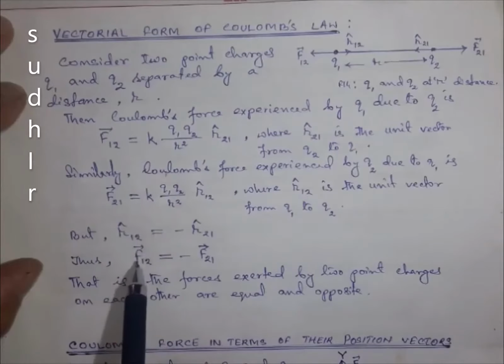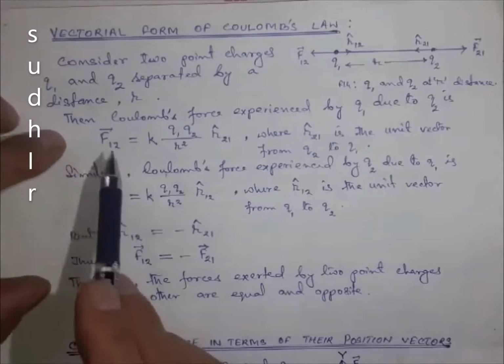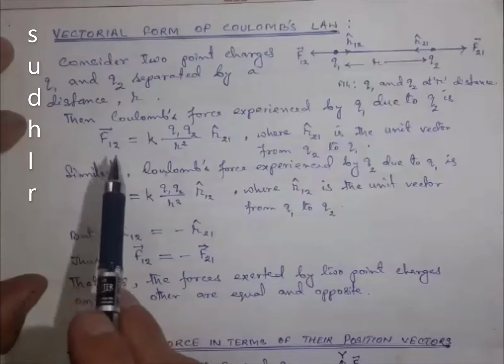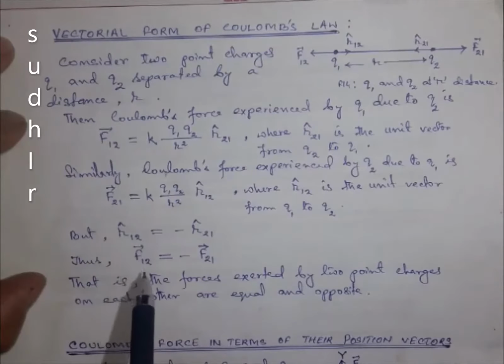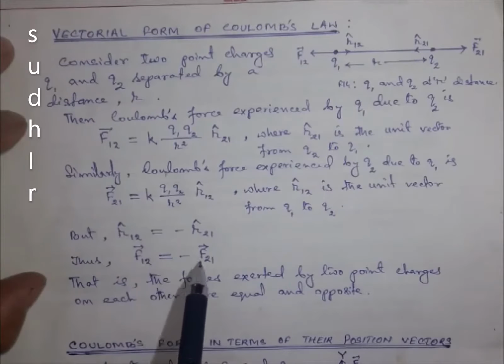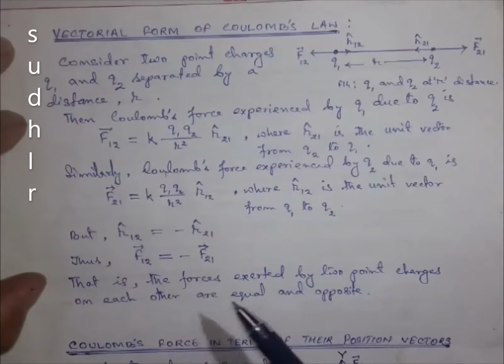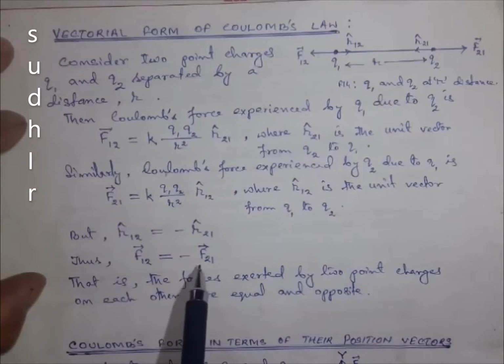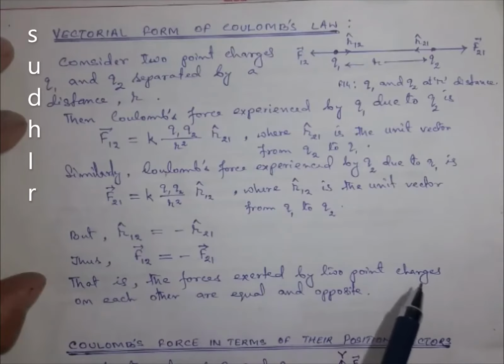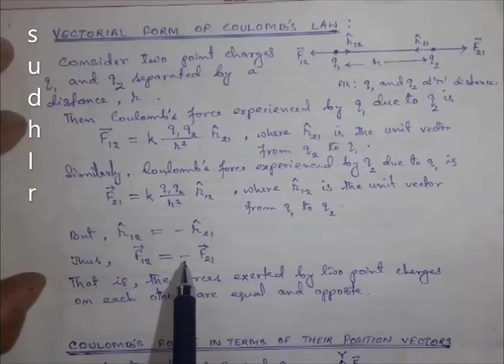So what happened? We can write it from these two relations, F12 vector and F21 vector. F12 vector is equal to minus of F21 vector. So from this above equation, we can know that the forces exerted by the two charges on each other are equal but opposite because of this minus.